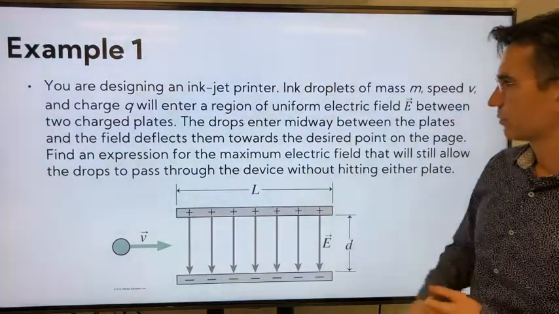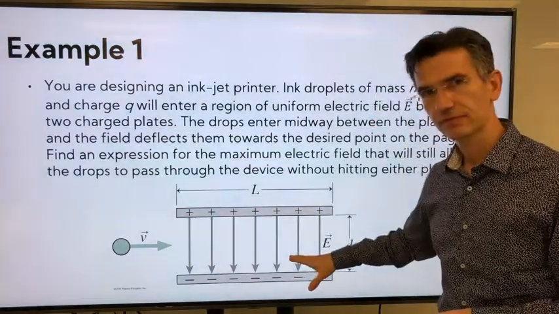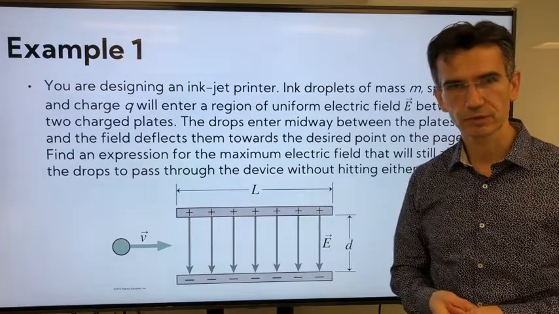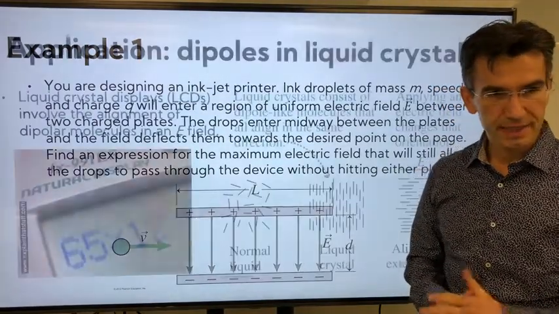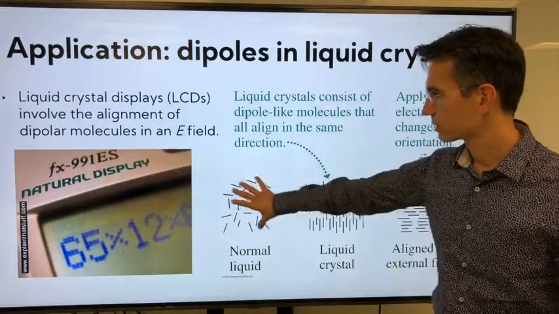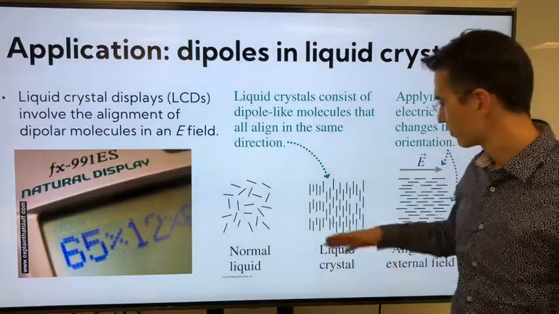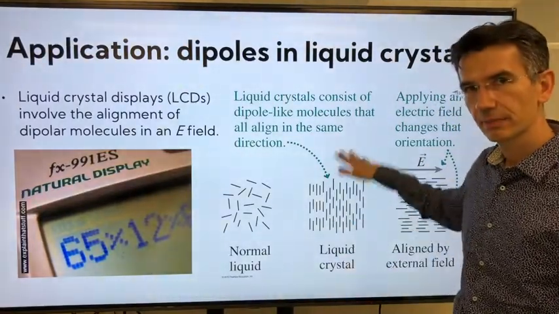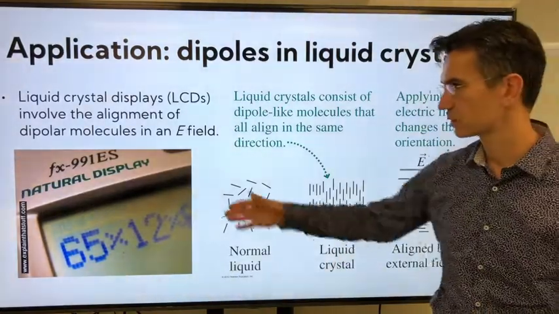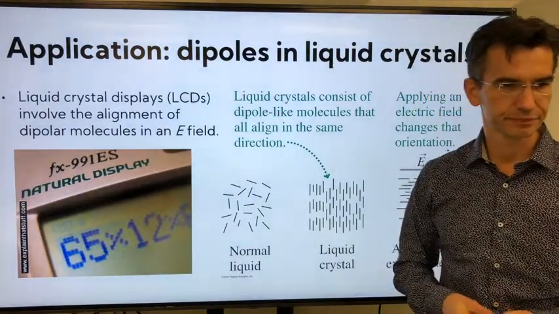Another example, which I'll solve in a separate problem, is that of a particle entering an electric field, and this is actually what occurs in inkjet printers. An example that we have already seen is how dipoles behave in electric fields. When there's no electric field applied, the dipole molecules are oriented every which way. But when an electric field is applied, they line up along the electric field, and when you change the electric field direction, they switch as well. And this is what you have in, for example, the liquid crystal display on your calculator.